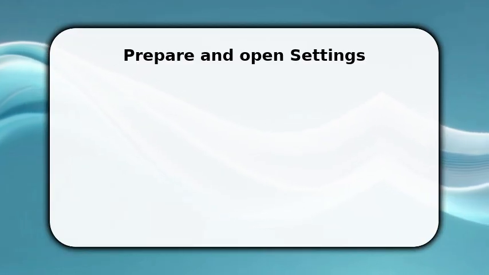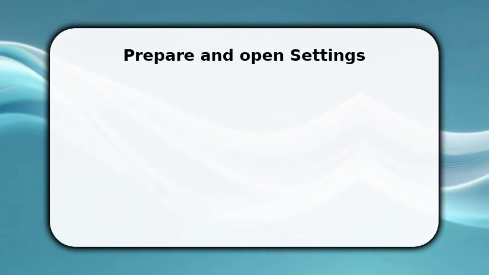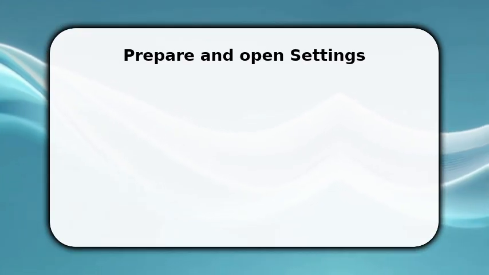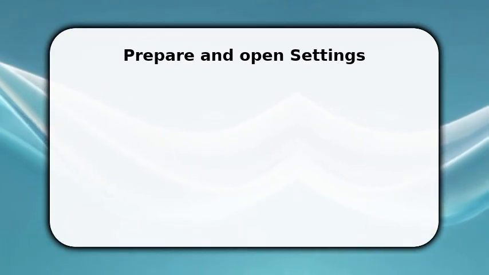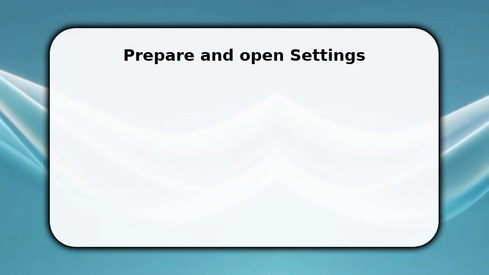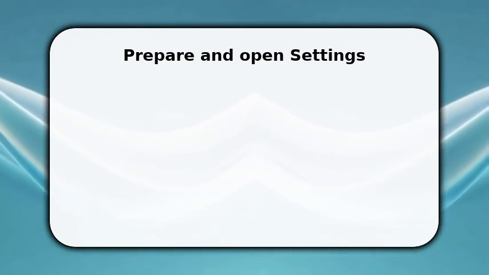Once you focus the settings icon, double tap to enter. If settings isn't visible, swipe to the app drawer and use the search field. Double tap the result to open. This gets you directly into the configuration area, where accessibility controls live.